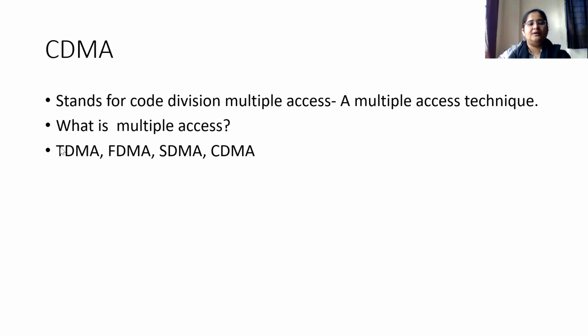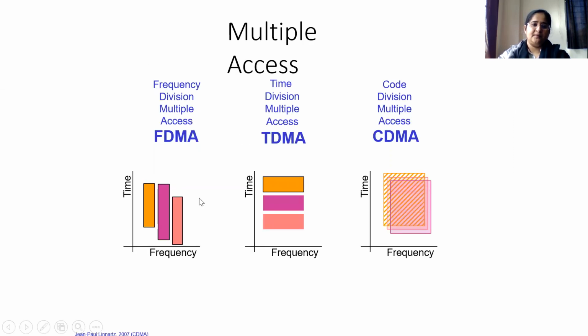TDMA stands for time division multiple access. FDMA stands for frequency division multiple access. SDMA stands for space division multiple access, and CDMA stands for code division multiple access. Now we will take a brief look at each of the multiple access techniques.